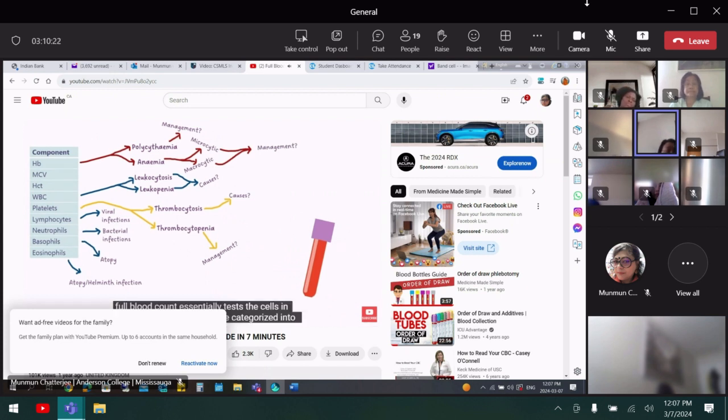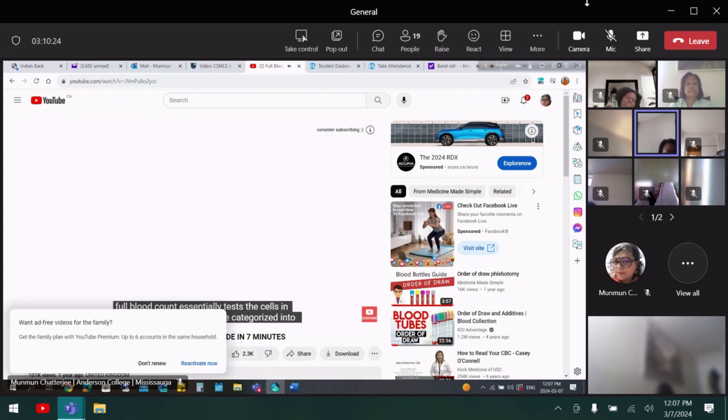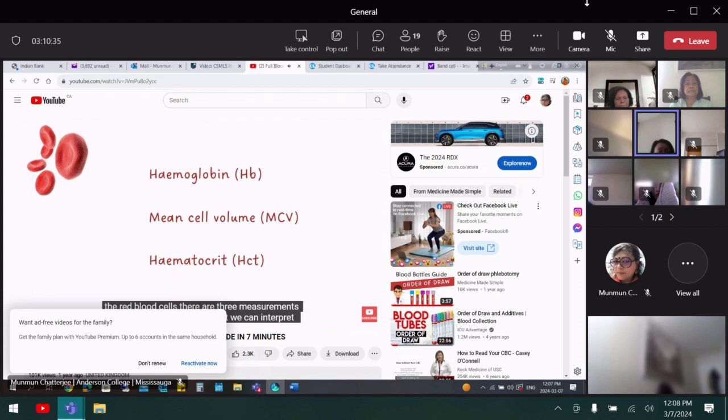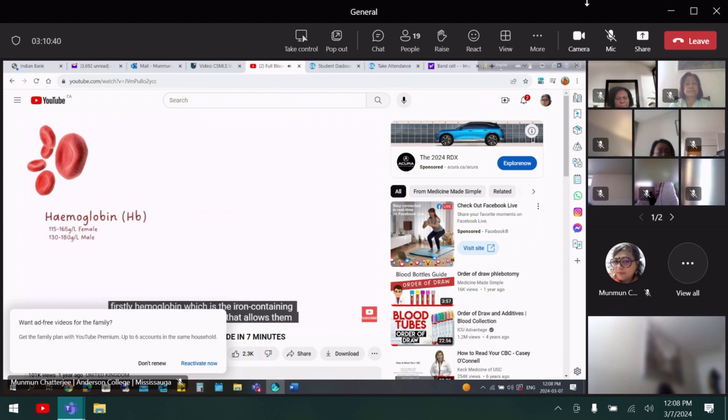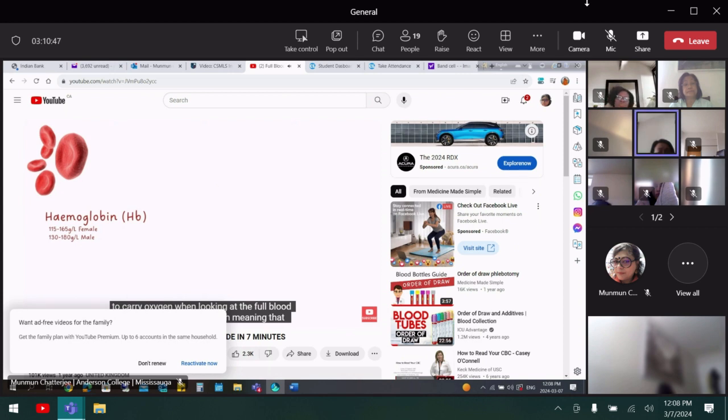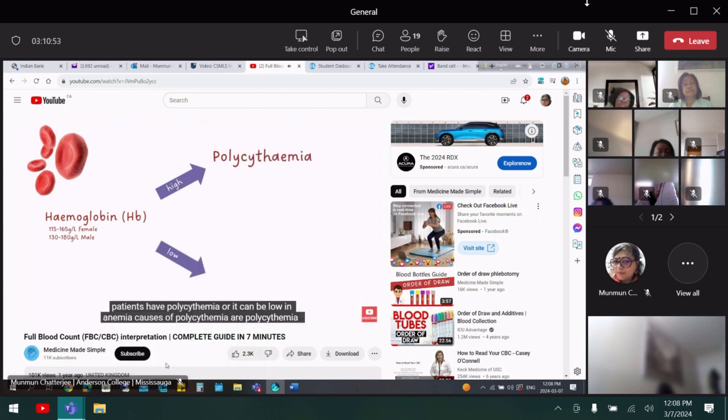Full blood count essentially tests the cells in our blood, which can broadly be categorized into red blood cells, white blood cells, and platelets. Let's go through these one at a time, starting with the red blood cells. There are three measurements taken from red blood cells that we can interpret. Firstly, hemoglobin, which is the iron-containing protein found inside red cells that allows them to carry oxygen. When looking at the full blood count report, this can be high, meaning that patients have polycythemia, or it can be low, in anemia.